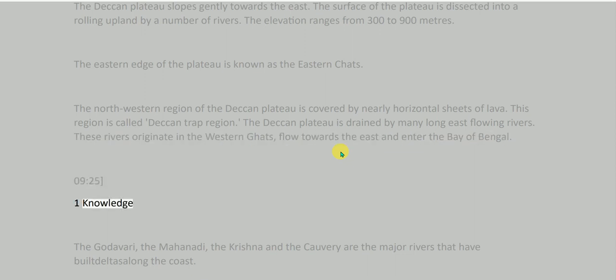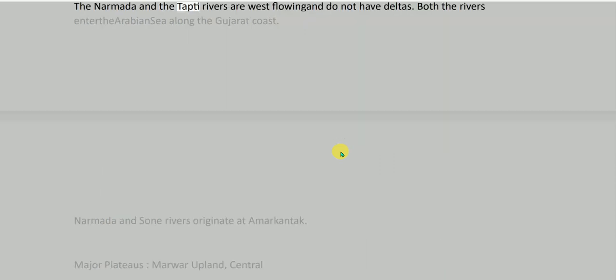The Godavari, the Mahanadi, the Krishna and the Kaveri are the major rivers that have built deltas along the coast. The Narmada and the Tapti rivers are west-flowing and do not have deltas. Both the rivers enter the Arabian Sea along the Gujarat coast. Narmada and Son rivers originate at Amarkantak.